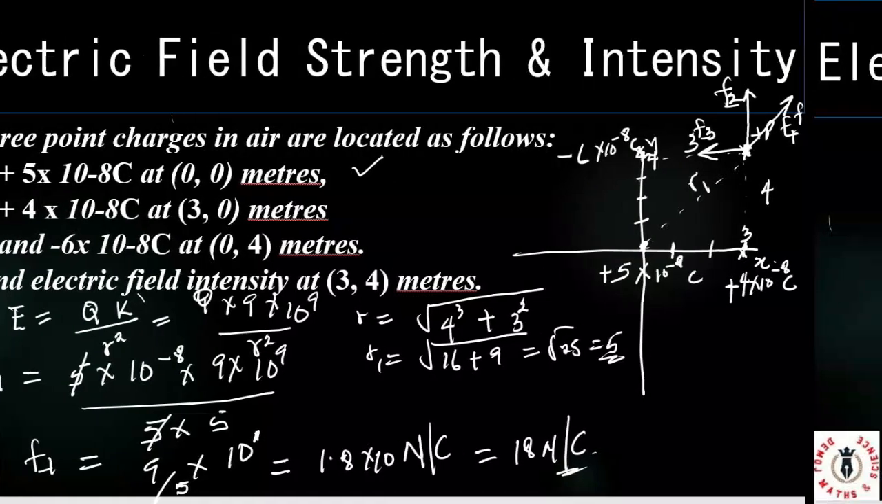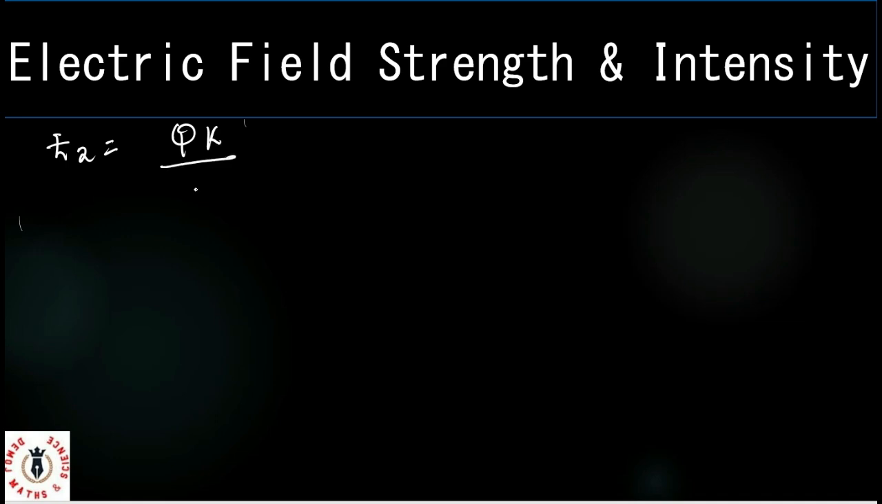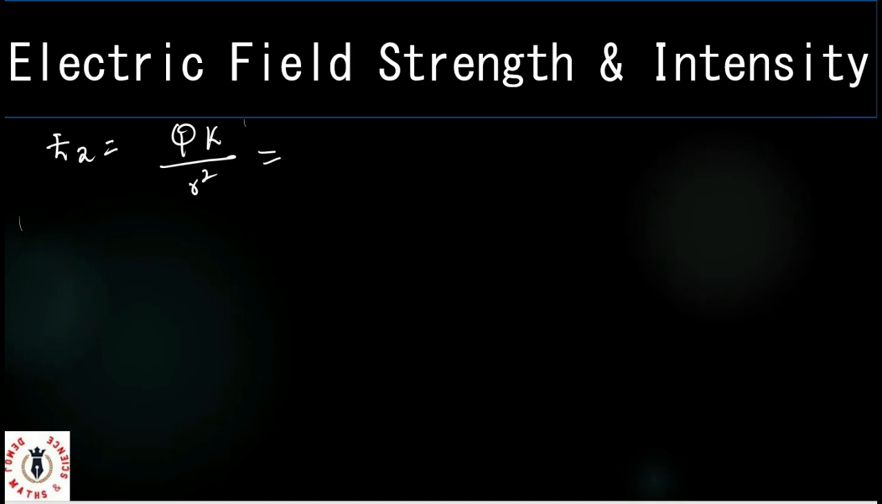Now the next thing is to look for E2. To look for E2, we'll still be talking of Q K over R squared. In this situation, let's get back to the diagram. My Q for E2 is 4 times 10 raised to power minus 8. I have that charge here. Now, the distance between this charge and this particular charge is 4. So my R here will be 4, and my Q is 4 times 10 raised to power minus 8.